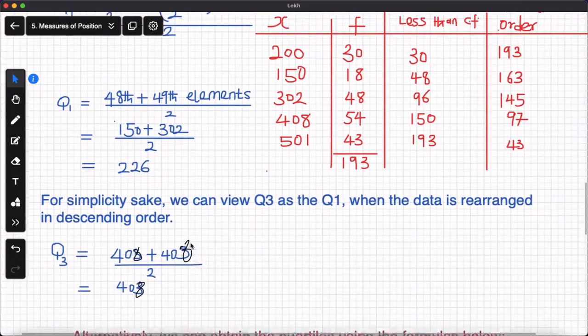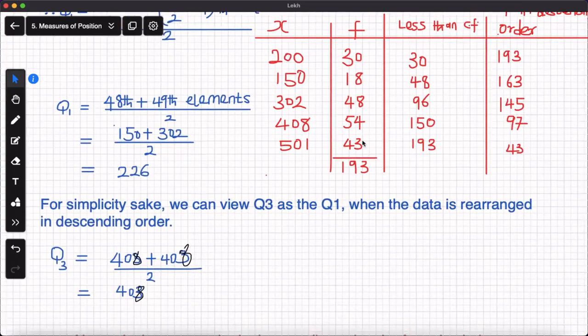Now how do we get Q3? All we need to do is just move in descending order. So we start, 503 will be our first element.